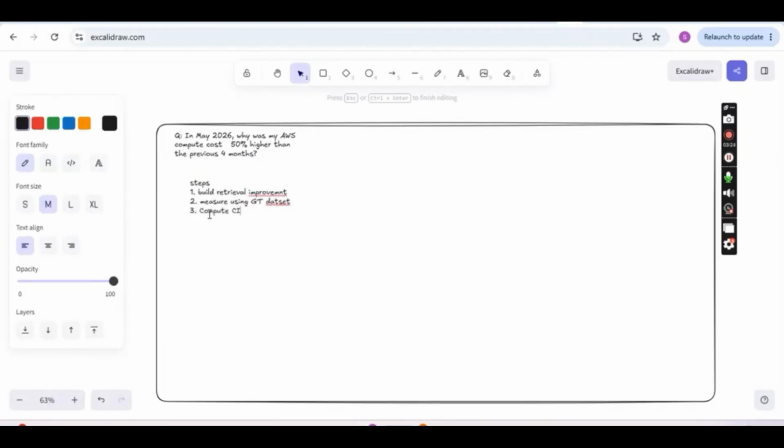Compute confidence interval, and then perform variation decomposition. We'll explore what these terms are. And then fourth is fix evaluation stability, that is, repeat the whole process. And the sixth is deploy only when the improvement is statistically significant, right?